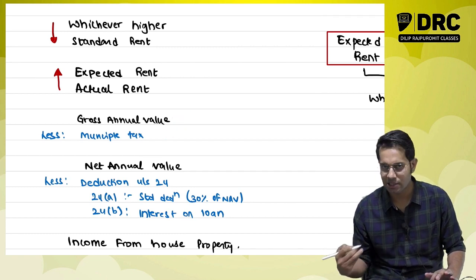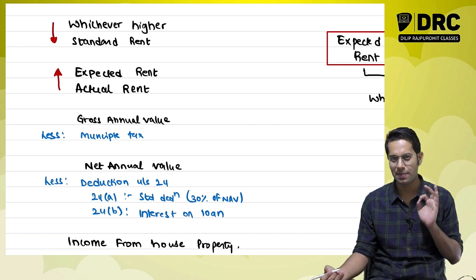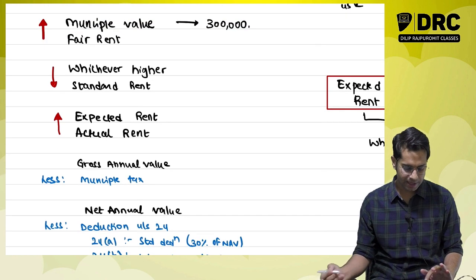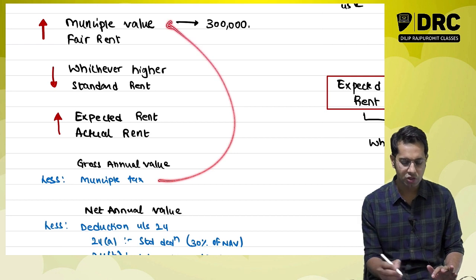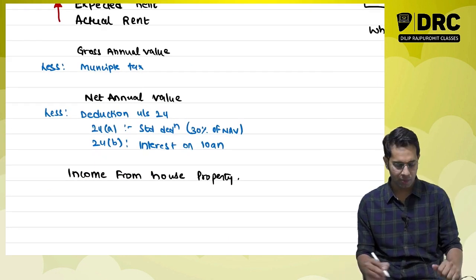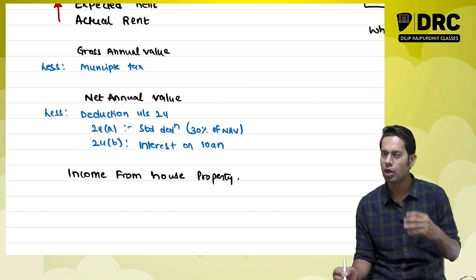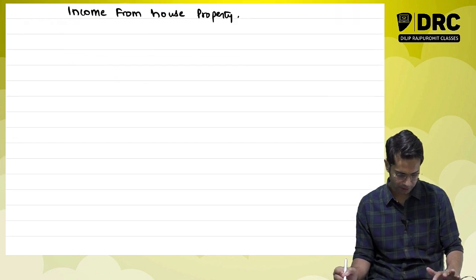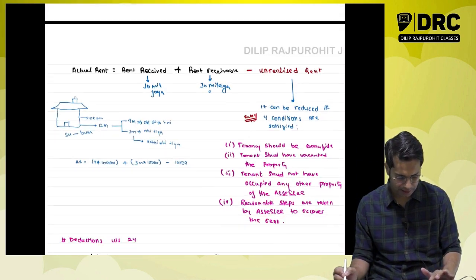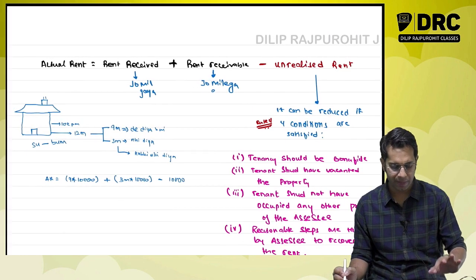Subtract municipal taxes from gross annual value. Municipal taxes can be subtracted only if they are paid by the owner. Municipal taxes are required to be computed on municipal value if given in percentage form. Then you will get net annual value. From net annual value, please subtract standard deduction and interest on loan, and you will get income from house property. Then we had seen some format of income from house property, and we also understood the meaning of actual rent.